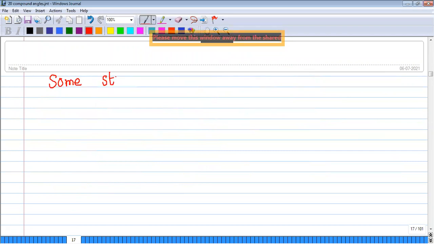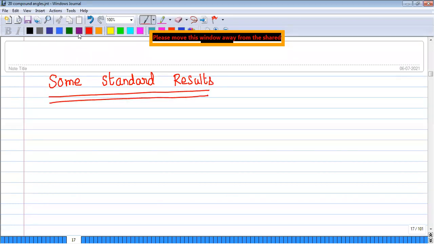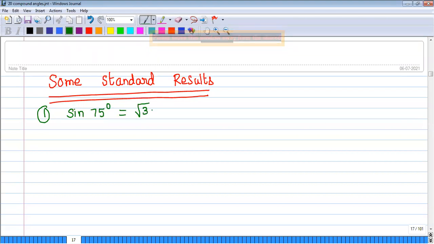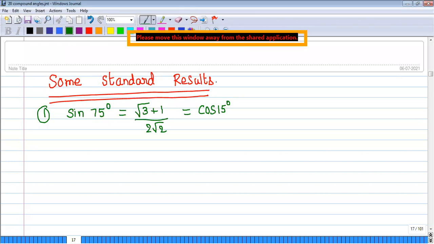Some standard results. These results we need to remember. The first result we can remember: sine 75 degrees is equal to root 3 plus 1 by 2 root 2. This is also equal to cos 15. Both have the same value, because if you add 75 and 15, you get 90. So both are the same.